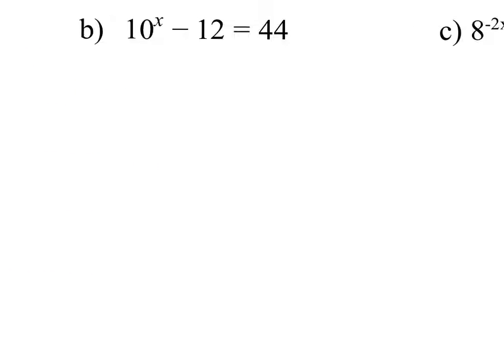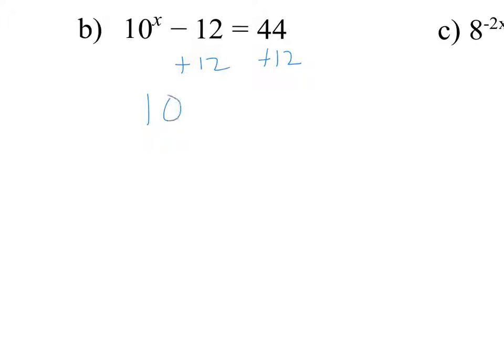Next. So again, I'm looking for what's my base. Now, before I can do anything with my base, I have to deal with the adding and subtracting. I need to get rid of this adding, subtracting part, so then I can focus on the exponential base that I have here. So I'm going to add 12 to both sides. So now I have my exponential base by itself. So this would be 56.